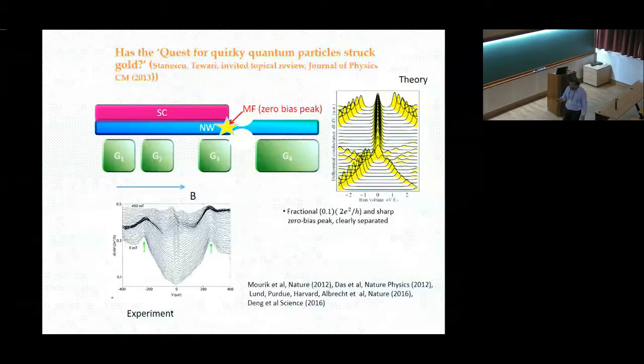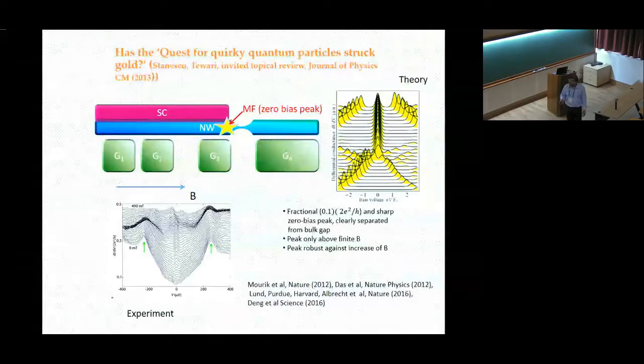So these are the predictions, and these are the experimental results. One saw a fractional conductance, which is 0.1 times 2e²/h, and a sharp zero bias peak clearly separated from the gap. Ideally, it should be 2e²/h if it's a Majorana zero mode. They saw a fraction of that, but that can happen because of other effects like temperature and barrier potential and so on. Importantly, they found the peak only above a finite B, which is very unusual in a superconductor.